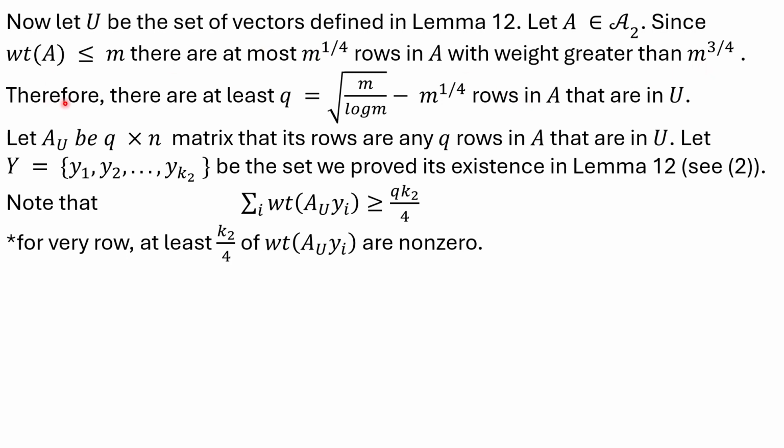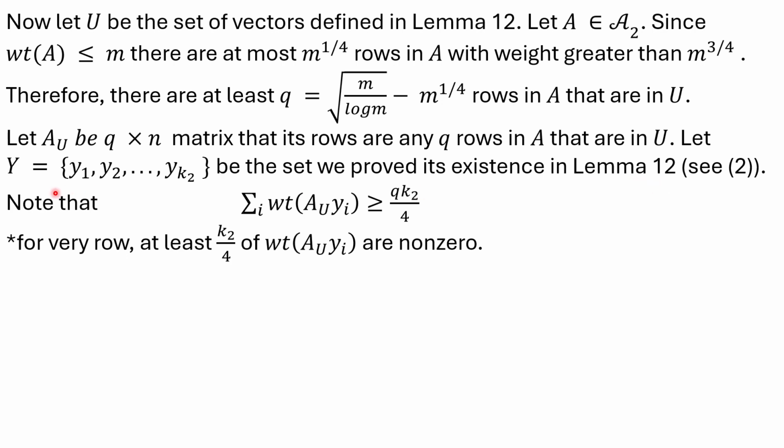Therefore, there are at least Q. We define Q as m divided by the root of log m, minus m to the power of 1 divided by 4, rows in A that are in U. Let AU be a Q by n matrix whose rows are any Q rows in A that are in U. Let Y be a set Y1 to Yk2, the set we proved its existence in lemma 12.